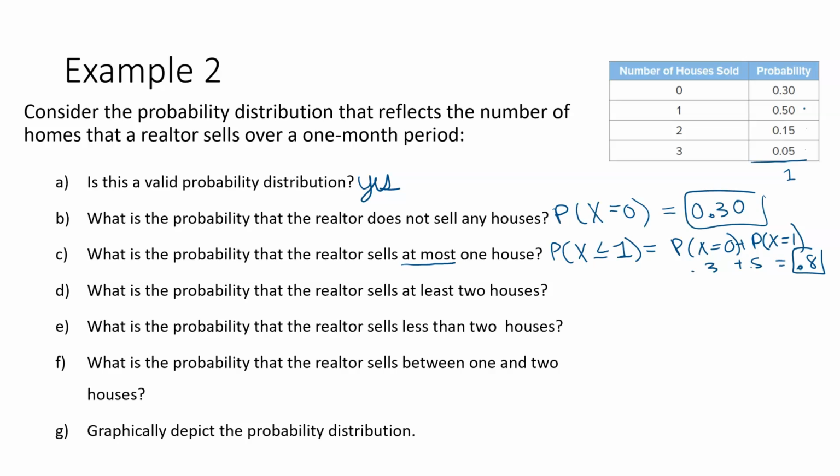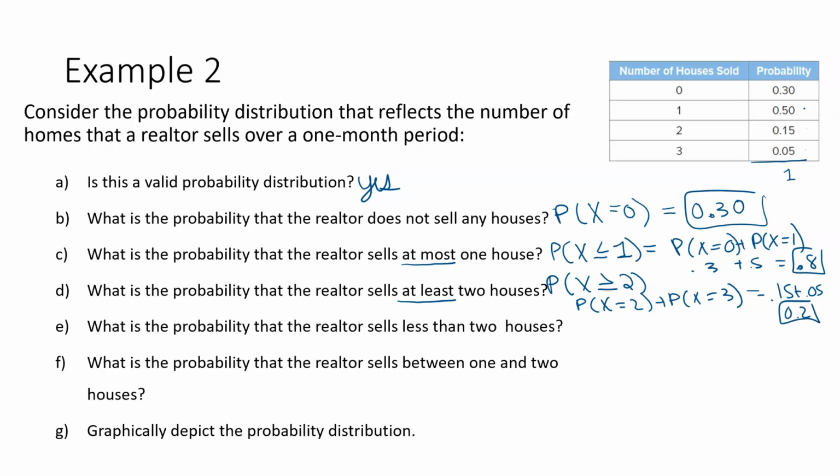All right, here, what is the probability that they sell at least 2 houses? At least 2 houses. So in this case, X greater than or equal to 2 is going to be the probability that they sell 2 plus the probability that they sell 3. So that is 0.15 plus 0.05, so that's 0.2.